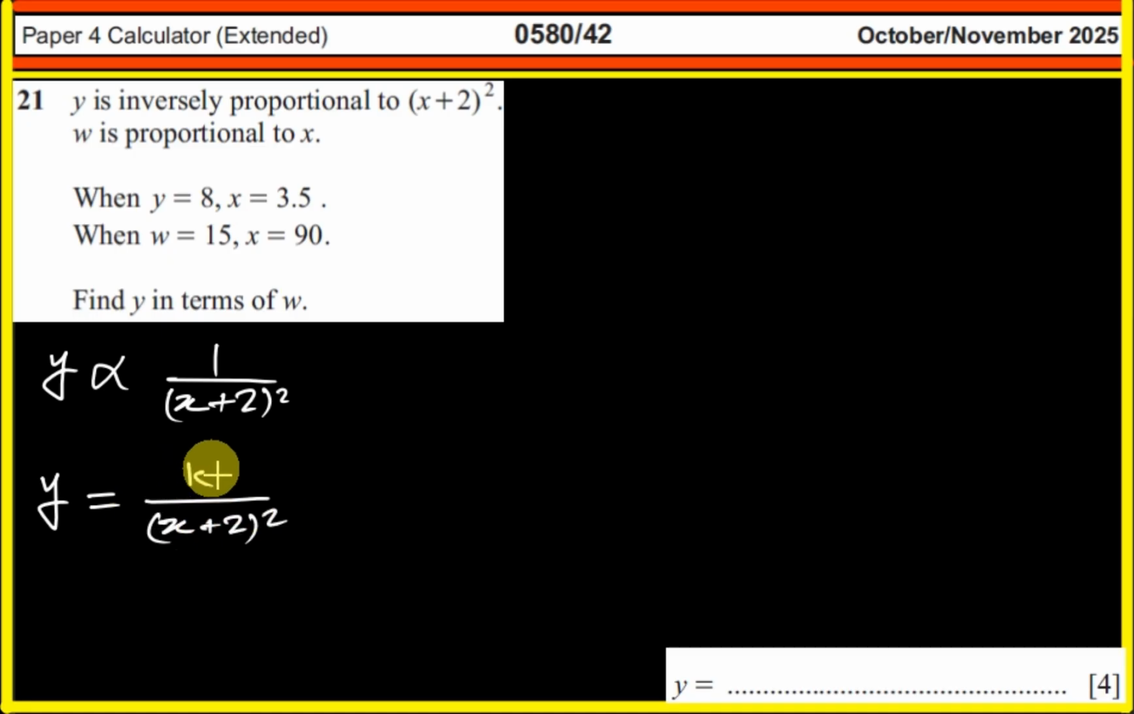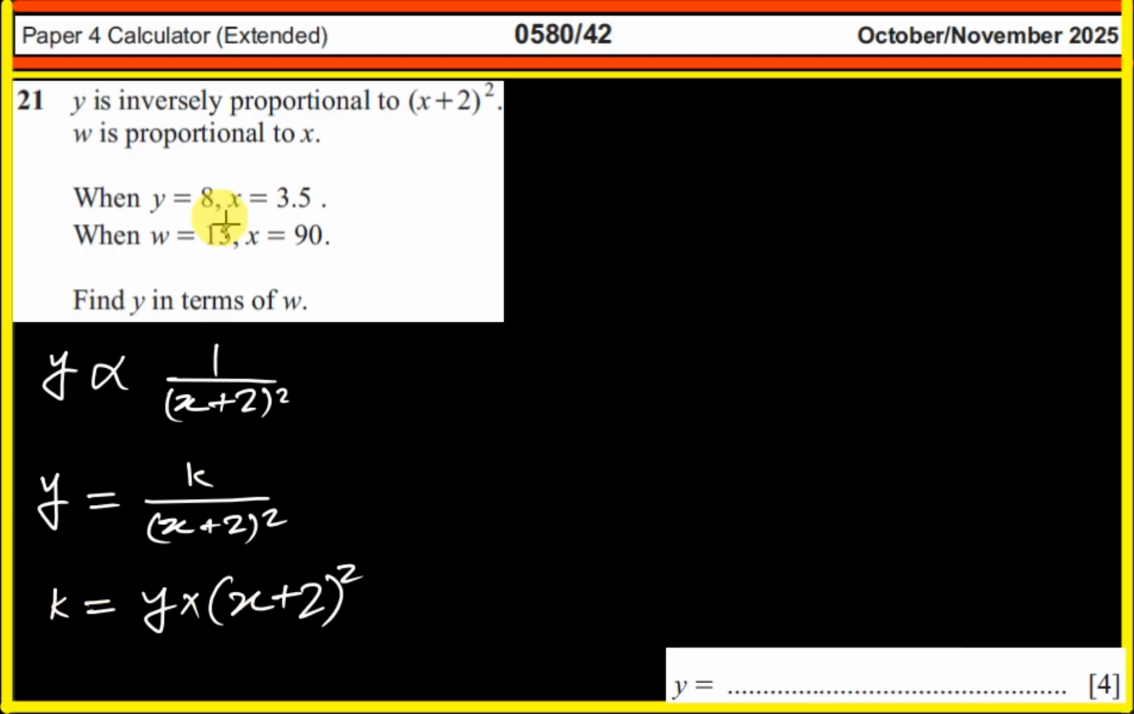So here k is a constant, that is called the proportionality constant. You can use any other variable also here in the place of k. Then we'll find k: this (x plus 2) whole square will come here in multiplication. So k is equal to y times (x plus 2) whole square. When two things are inversely proportional, then the multiplication of the two things will be the constant.